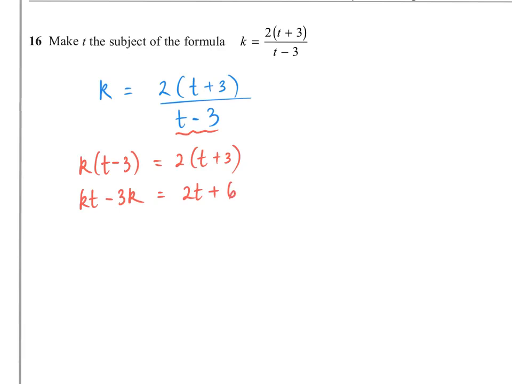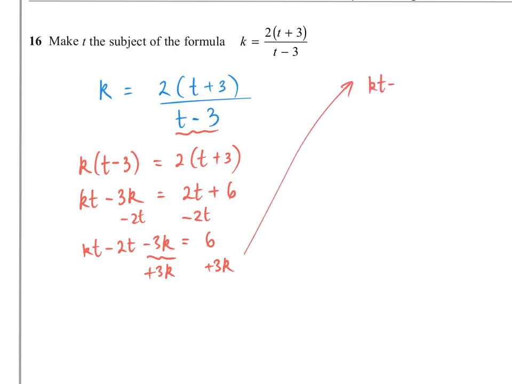Now let's get the t's on one side of the equation, and here it doesn't really matter which side, but I'm going to take 2t from both sides, and that will give me kt minus 2t minus 3k equals 6. I'm then going to get the k term that only has a k term, nothing to do with t, on the other side, so I'm going to add 3k to both sides here. And that's going to give me kt minus 2t equals 6 plus 3k, or 3k plus 6.